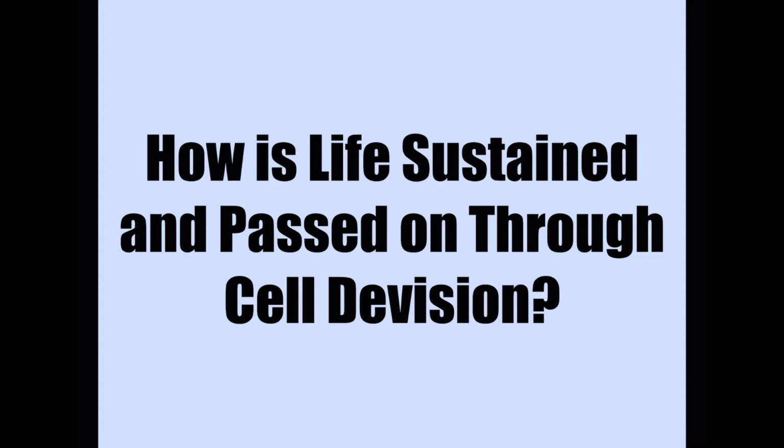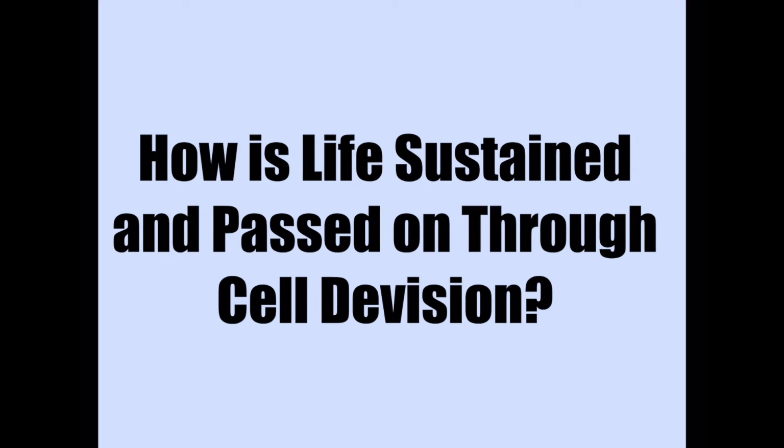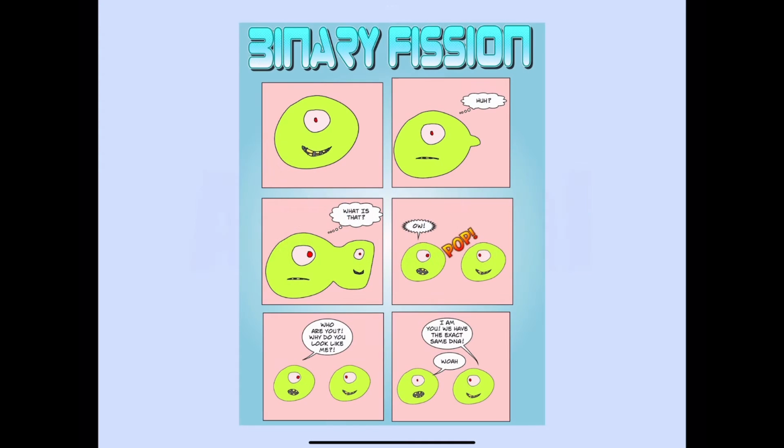How is life sustained and passed through cell divisions? To understand this question, we must first learn about reproduction. There are two types of reproduction: asexual and sexual. Asexual is done by one organism. It produces other organisms with the same DNA.